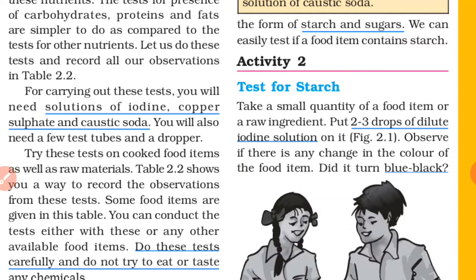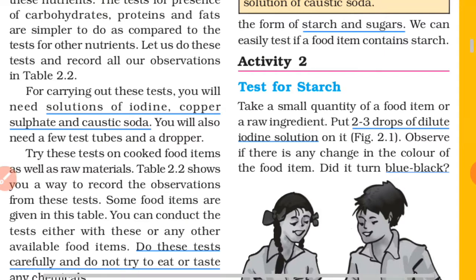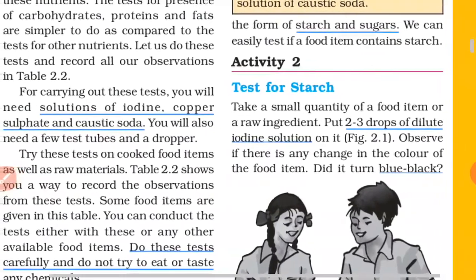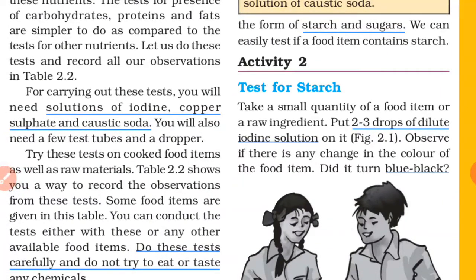Today we are going to discuss different tests of these nutrients. We are going to check whether a kind of nutrient is present in the food or not. There are 3 tests given in your book. The first is the test for starch. We have seen that carbohydrate is of 2 types: starch and sugar. In the first test, we are going to test whether starch is present in the food or not. Then the second test will be for protein and the third will be for fat.